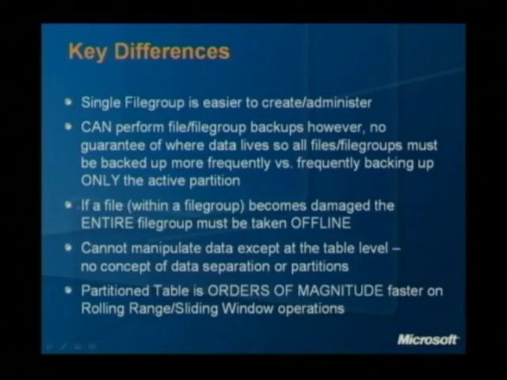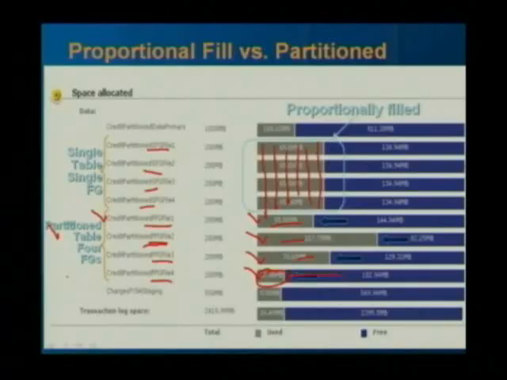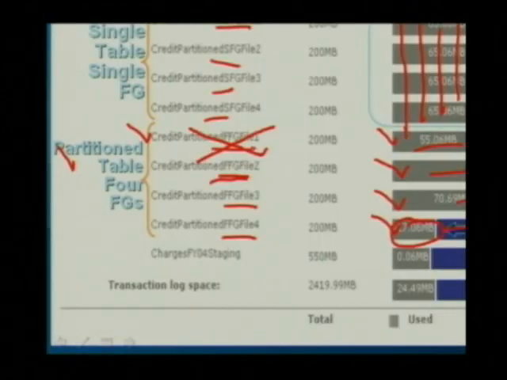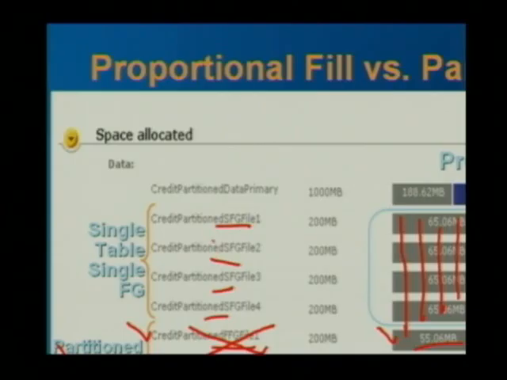In the first scenario, if a file within the file group becomes damaged, the whole file group is offline. But in the second scenario, I had separate file groups. So if this file becomes damaged, only this file group is offline in 2005. Over here, since this is all one object, if this becomes damaged, it doesn't make sense, does it?